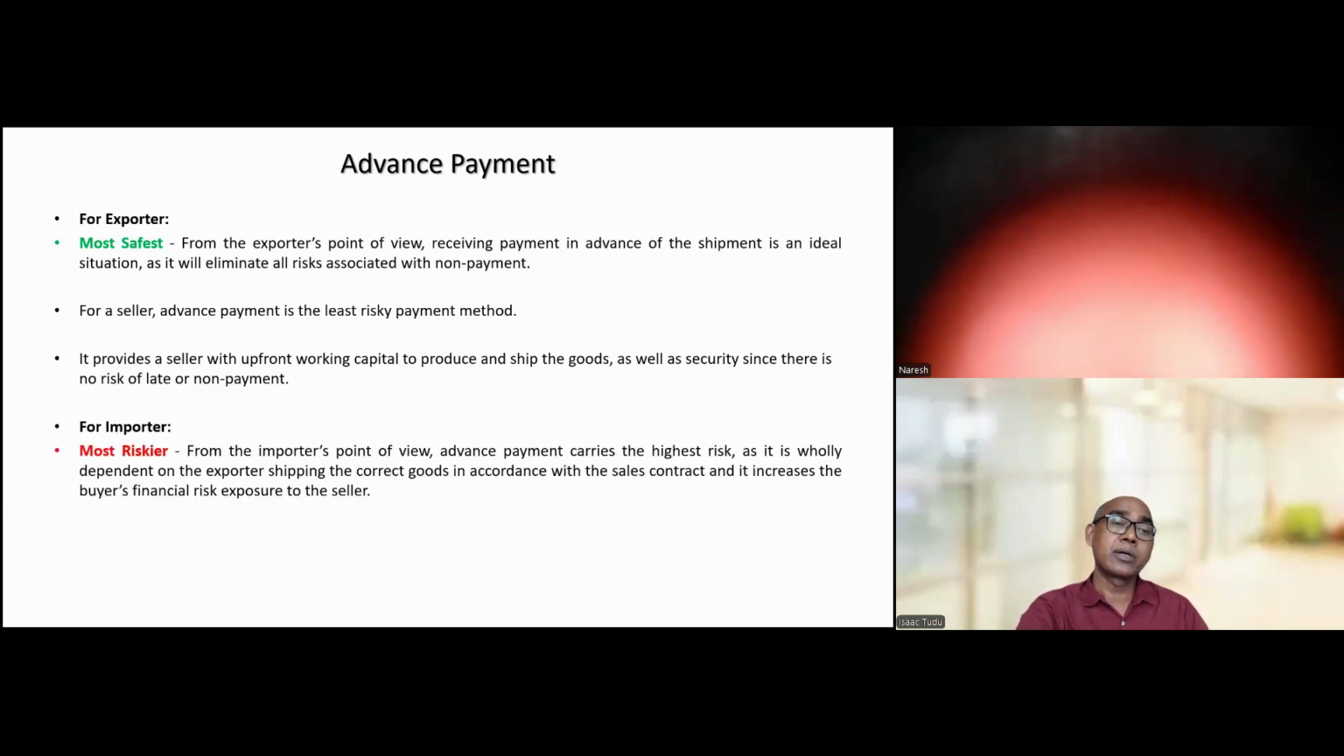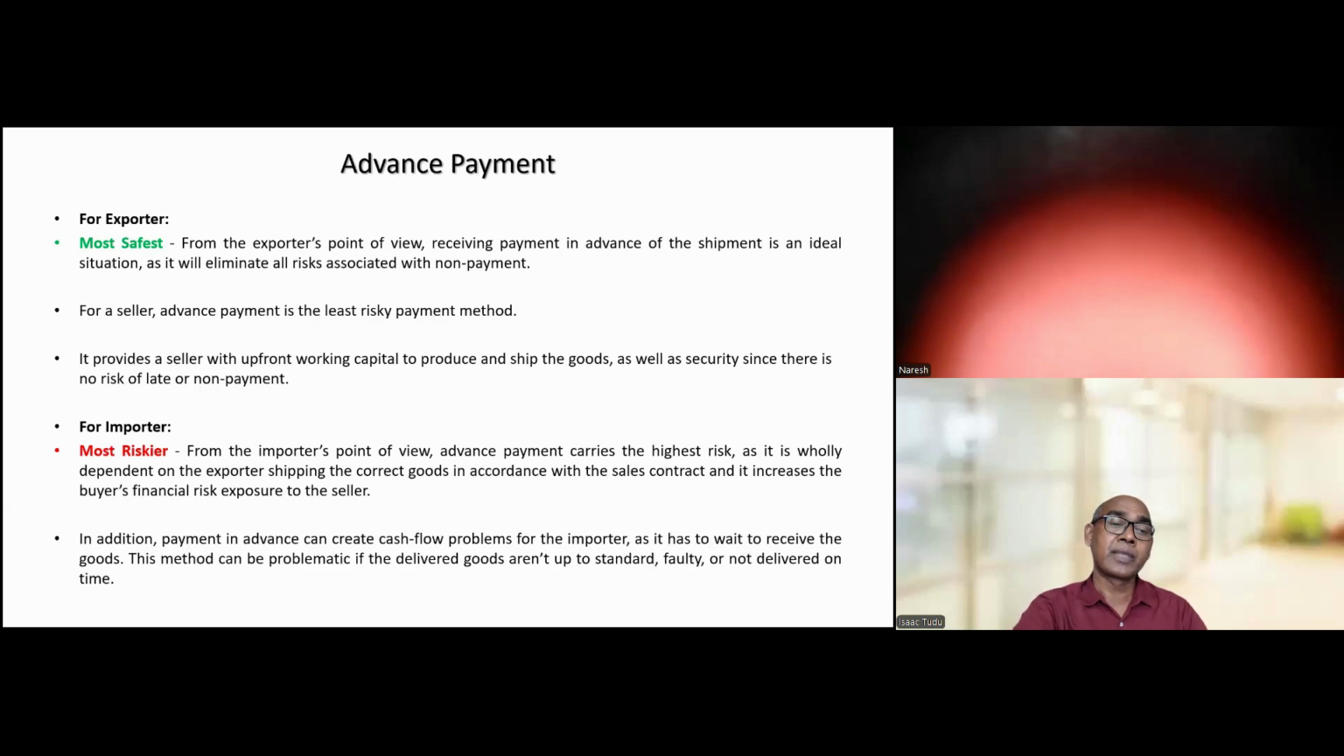But what about the importer? Highly riskier one, most risky. From the importer's point of view, advance payment carries the highest risk, as it is wholly dependent on the exporter shipping the correct goods in accordance with the sales contract, and it increases the buyer's financial risk exposure to the seller. In addition, payment in advance can create a cash flow problem for the importer, because the importer needs to deploy their funds upfront, right? Today only they need to make the remittance, but when the goods will be received, there will be a gap. So they have to wait to receive the goods.